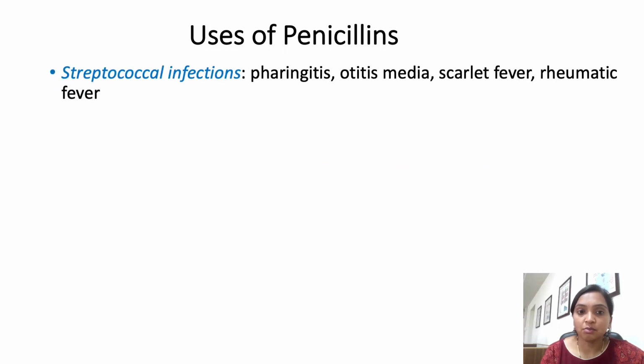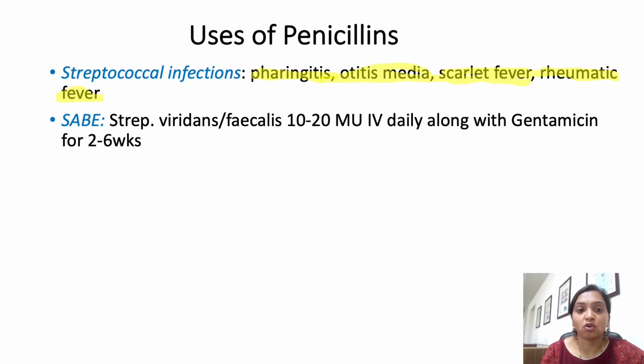Moving on to its uses, an important use is that it is active against streptococcal infections. In microbiology you will be studying what streptococcus is and where it can infect. It can mainly affect the upper respiratory tract and, to some extent, the lower. So it can cause pharyngitis, otitis media, scarlet fever, and rheumatoid arthritis. All these diseases are caused by streptococcal infection, and penicillins are effective against it.